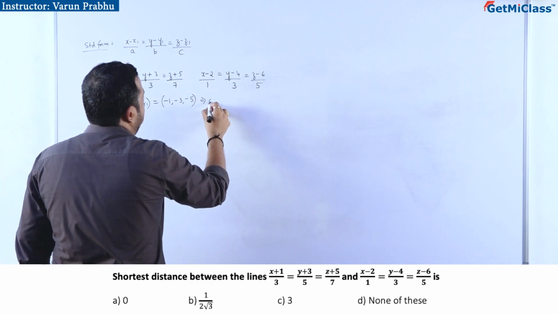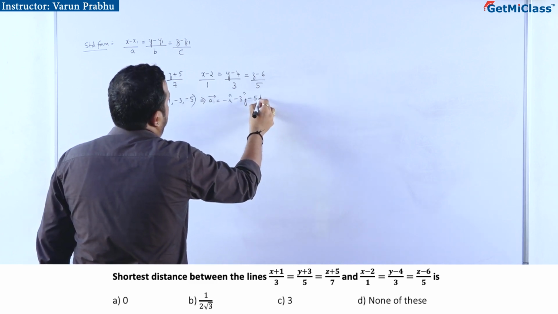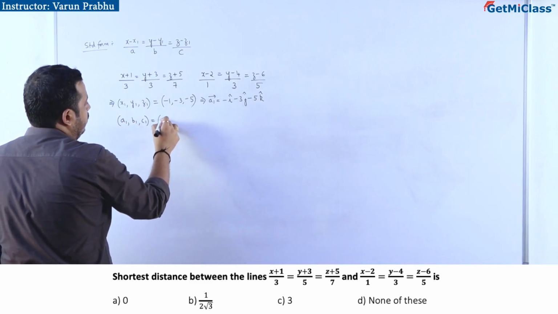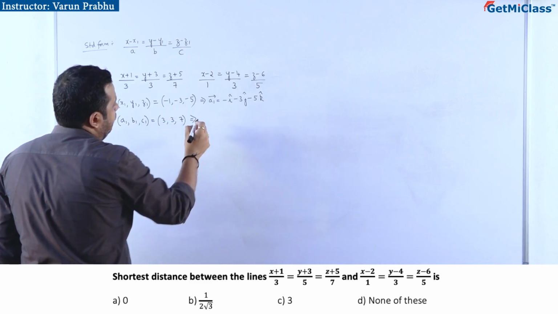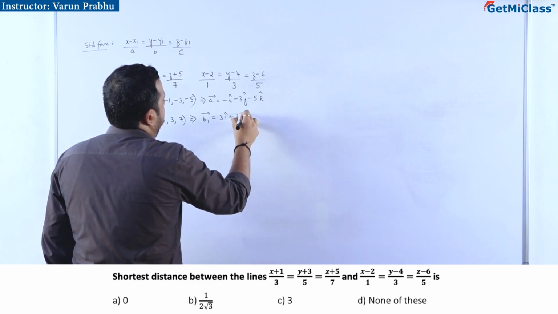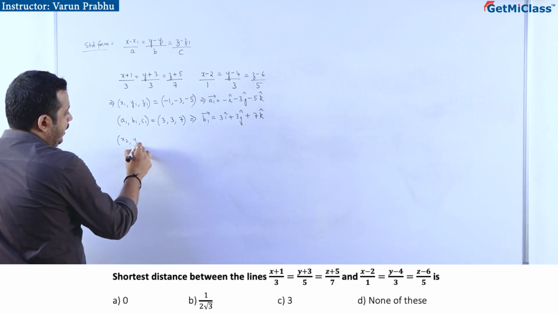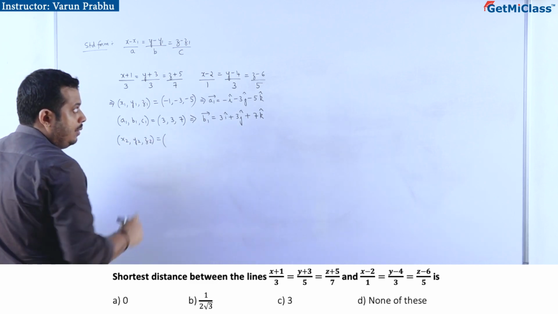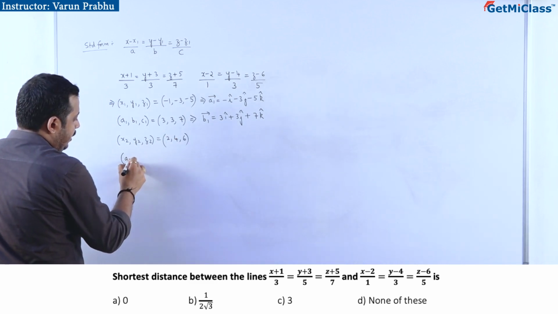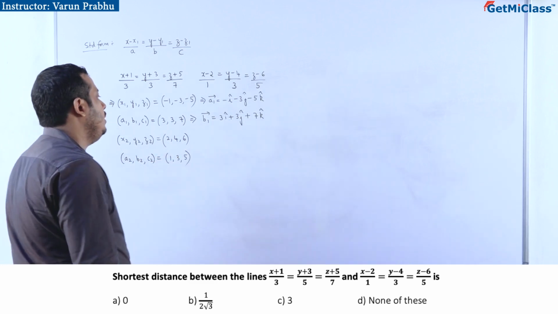This implies that the vector a1 = −i cap − 3j cap − 5k cap, right? Similarly, (a1, b1, c1) = (3, 3, 7). So vector b1 = 3i cap + 3j cap + 7k cap, right? Similarly, (x2, y2, z2) = (2, 4, 6) and (a2, b2, c2) = (1, 3, 5), right? 1, 3, 5.